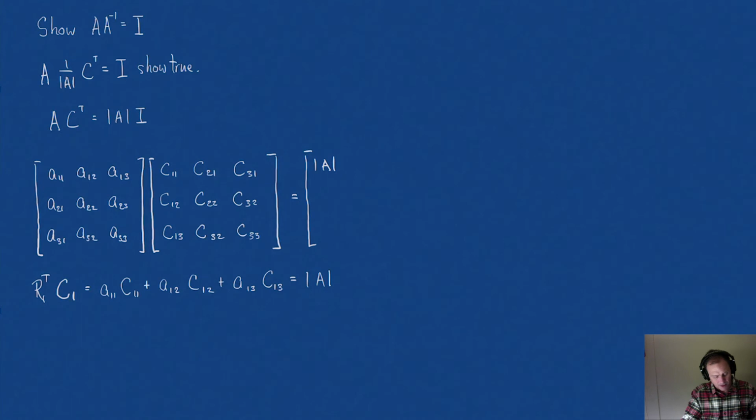Okay. And let's try this again. Let's try the diagonal. Let's try row 2 times the second column, C2. That's going to be A21 times C21 plus A22 C22 plus A23 C23. Well, notice this. All the indices match.